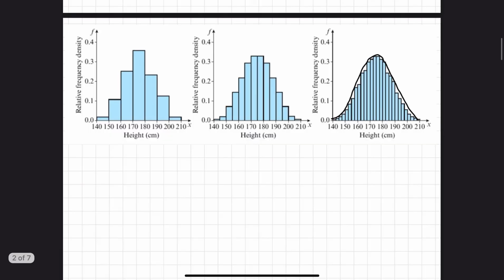So here we have histograms. And as you can see, the more data you use, the more bell curved it begins to look. This bell curve is known as the normal distribution.